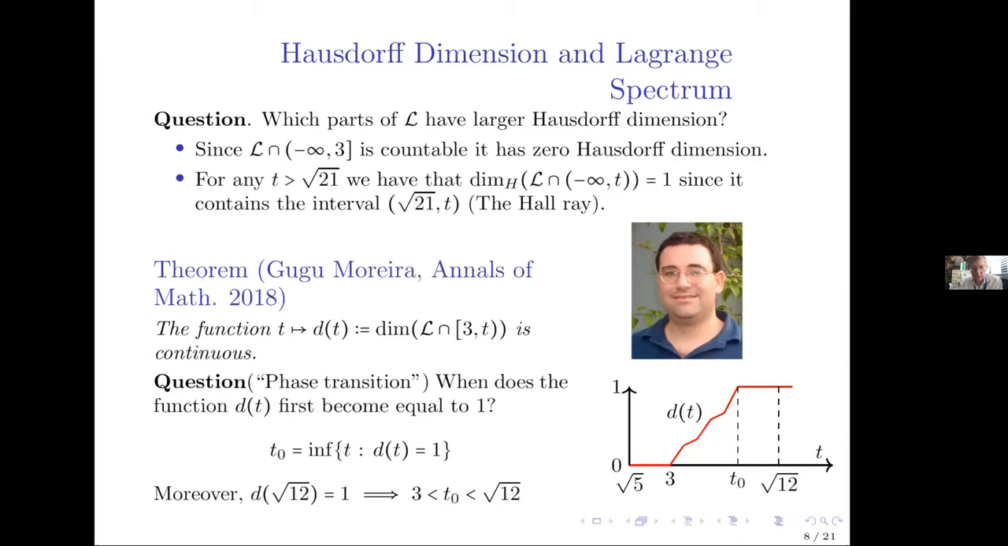So quick summary, we're looking at Diophantine approximation. How good the Diophantine approximation is gives you a subset of the real line. We want to know how big the set is. The way we do it is we start at say 3 or something, and then we look at an interval from 3 up to t, we intersect it with the set, and we look at the dimension of that, and we want to know when this dimension gets big enough that it's equal to 1. And that's the picture in the bottom right hand corner.